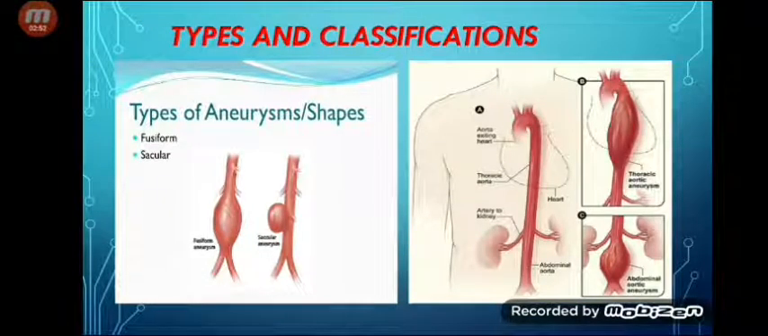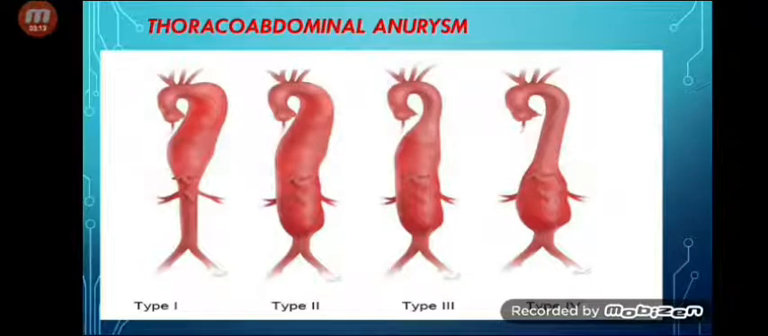This picture shows classifications and types according to shape into fusiform aneurysm and circular aneurysm, and according to site into thoracic aortic aneurysm and abdominal aortic aneurysm. This picture in the slide shows Crawford classification for thoraco-abdominal aneurysm. This is type 1, this is type 2, type 3, and type 4, according to its extent.